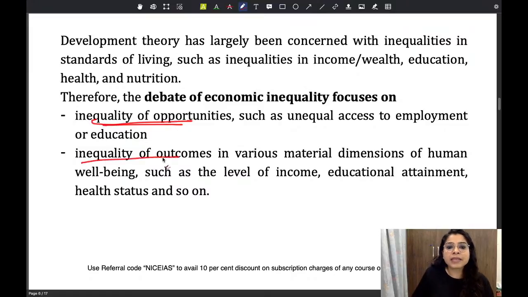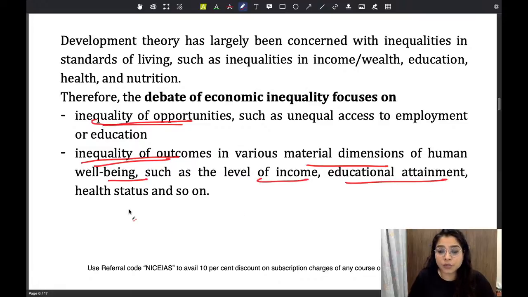And then there is inequality of outcomes. Now, inequality of opportunities, you can say, to bridge this we have reservation policy, right? And inequality of outcomes is in terms of the material dimensions of human well-being, such as level of income, educational attainment, and so on. What is the outcome of your program? What is the outcome of the situation, the scenario in the country? If there is inequality in terms of education, what is this leading to? Right? So one is the inequality of opportunities, and the other is the inequality of outcomes.